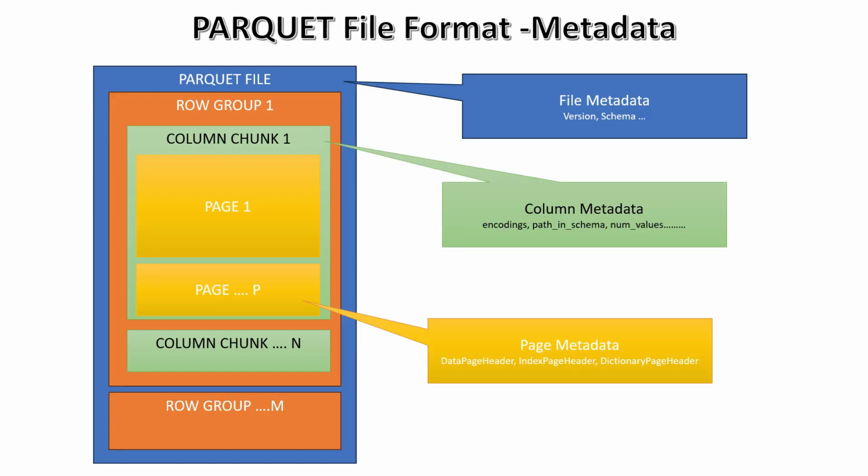Parquet stores three types of metadata. One is the file metadata. It will have version, schema, etc. Then for each column chunk, there will be a column metadata that will have which encodings are used for that column chunk, then the path in schema, number of values in that column chunk, etc. Then the page metadata will have data page header, index page header, dictionary page header, etc.